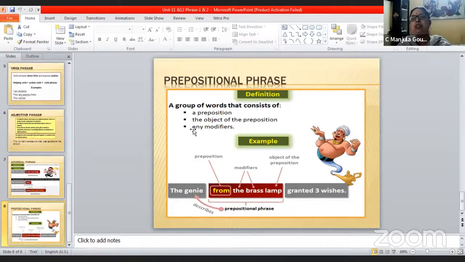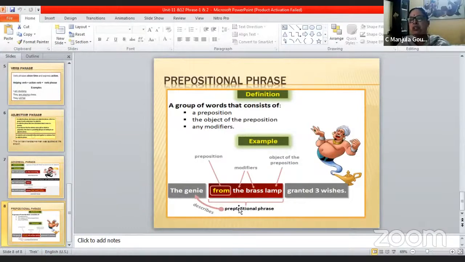So when you speak about the object of the preposition, for example, I said the book is on the table. So what is the object of the preposition? Where is it? The book is on the table. So this becomes the object of the preposition. Now let us look at this sentence over here, as an example: the genie from the brass lamp granted 3 wishes.